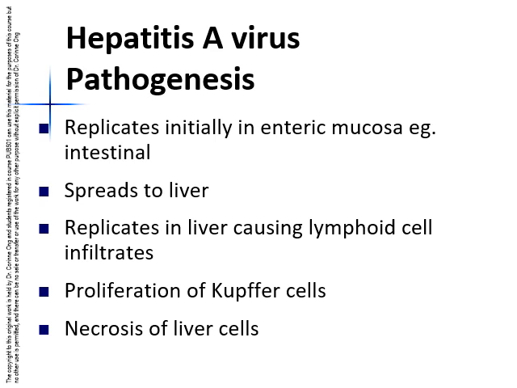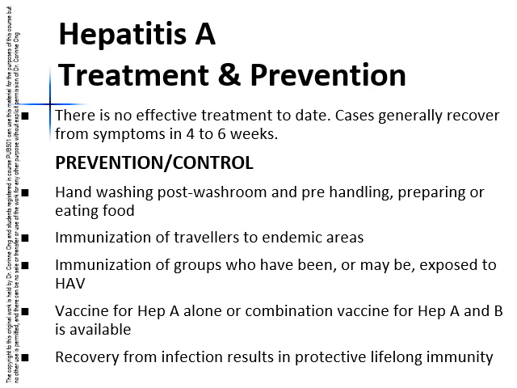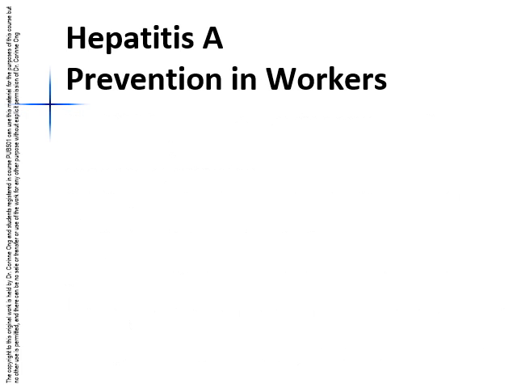In terms of pathogenesis, the hepatitis A virus replicates initially in the intestinal mucosa before spreading to the liver, where there is further replication causing lymphoid cell infiltrates, proliferation of Kupffer cells, which are liver macrophages, and eventually necrosis of liver cells. There is currently no effective therapy, and most cases recover after about a month. Transmission can be prevented by good hand hygiene, especially in food handlers, immunization of travelers, and high-risk groups using the vaccine for hepatitis A alone or the combination vaccine with hepatitis B. Recovery results in protective, lifelong immunity.